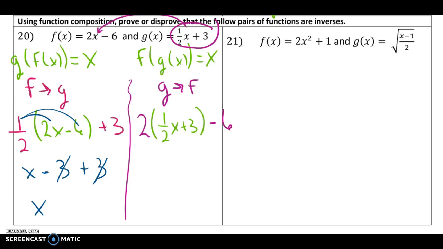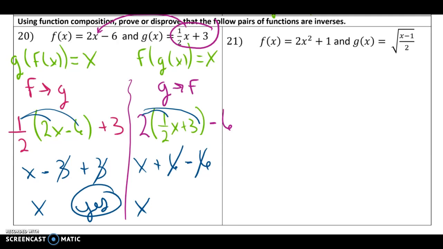And now to simplify it, I'll distribute the 2. And I'm going to get x, because 2 times half x is x. I'll get 6 from 2 and 3. And then there's still the -6. And then these 6's will cancel out, so you just get x. So are these inverses of each other? Yes, they are, because we get x.